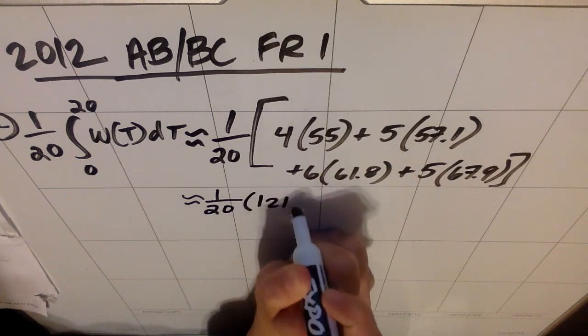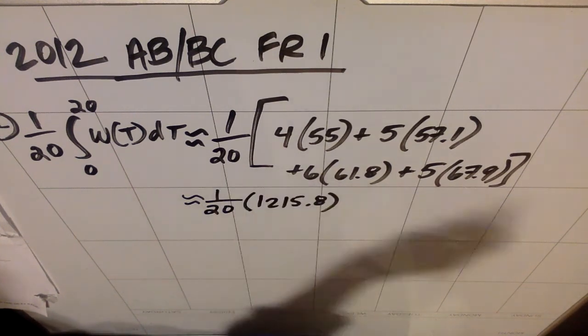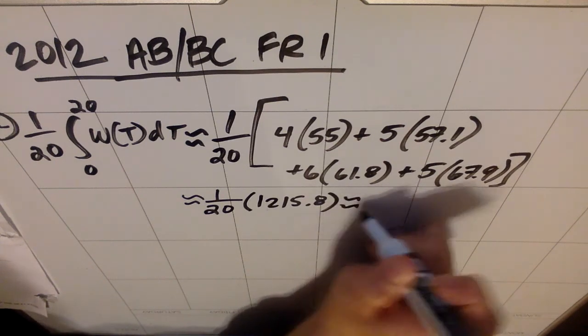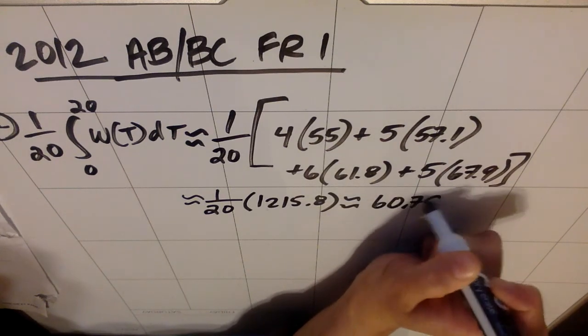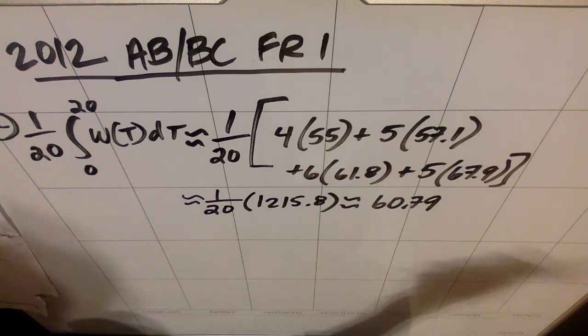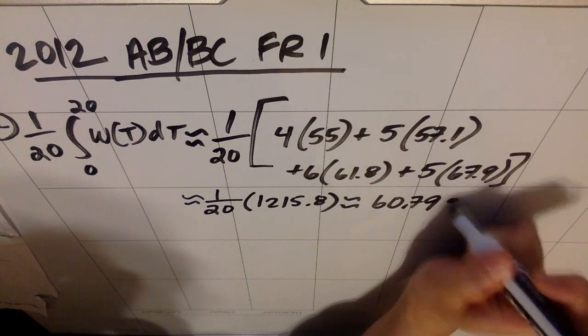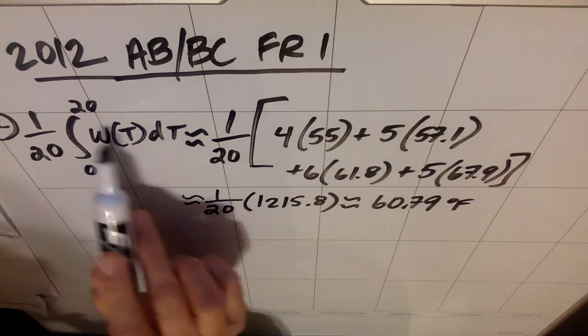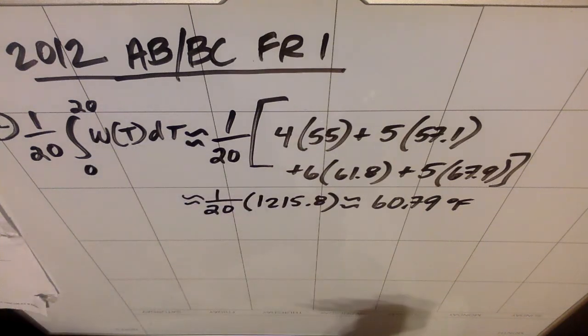They get 1215.8, and then they multiply it by the 1 over 20, and they get that the approximate answer is 60.79. Again, make sure that we put the correct units. It's degrees Fahrenheit because this is the average value of the W of t dt.